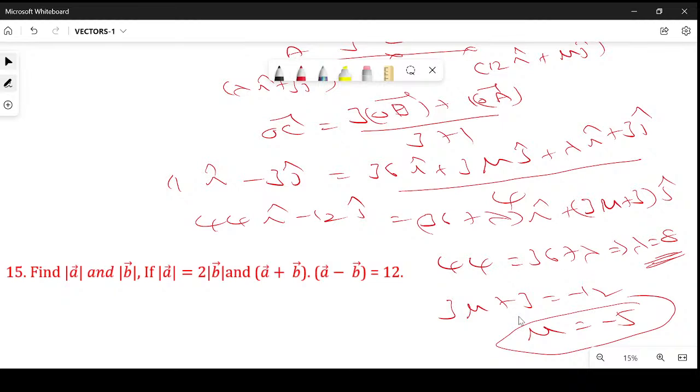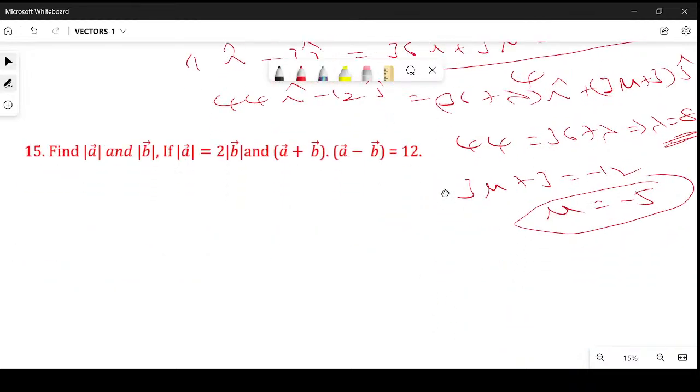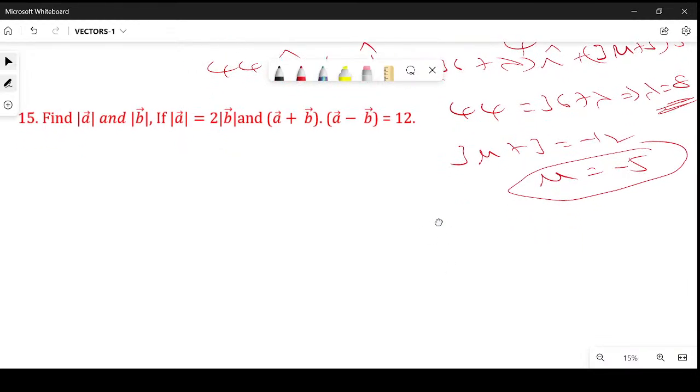Look at the 15th one. Find mod A bar and mod B bar. They are given mod A bar equal to 2 into mod B bar. Then they are given (A bar plus B bar) dot (A bar minus B bar) is equal to 12.